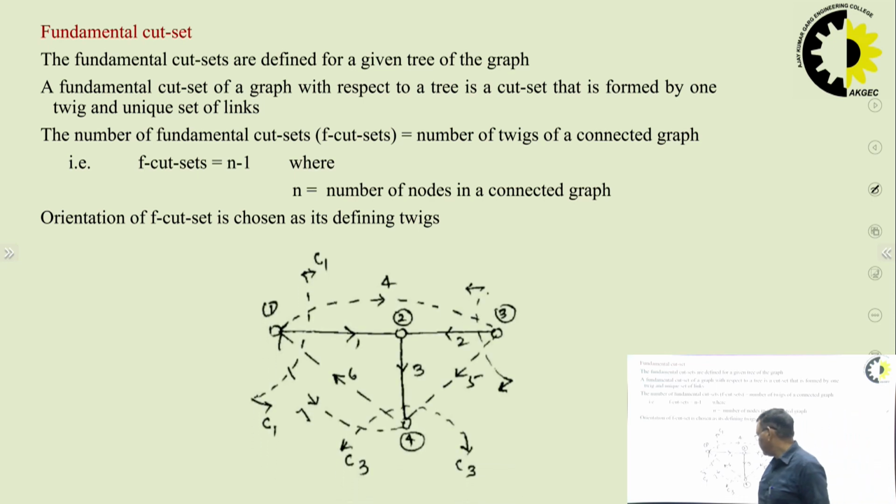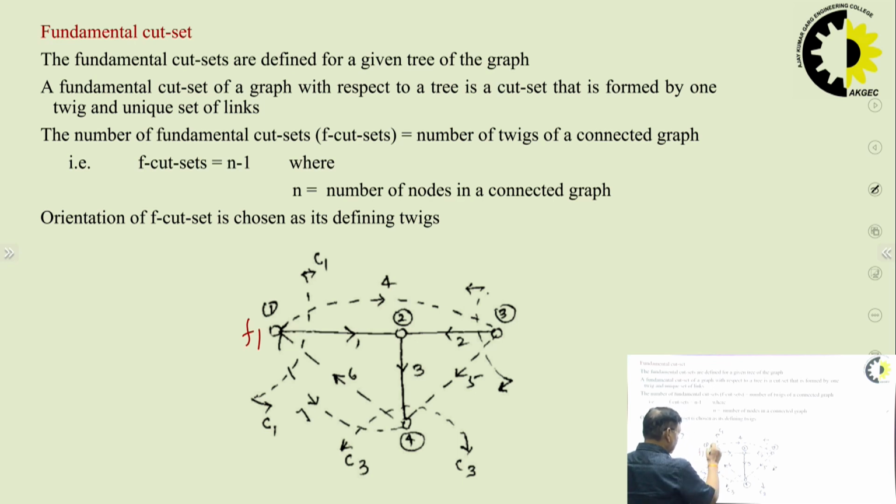So this is the graph. Then we have taken a tree 1, 2, 3. So 1, 2, 3 are the twigs, and 5, 6, 4, 6, 7 and 5 are the links. So this is F1 corresponding to 1. So this is one cut set. C1 is one cut set having 1, 4, 6, 7. So one twig and a unique set of links.